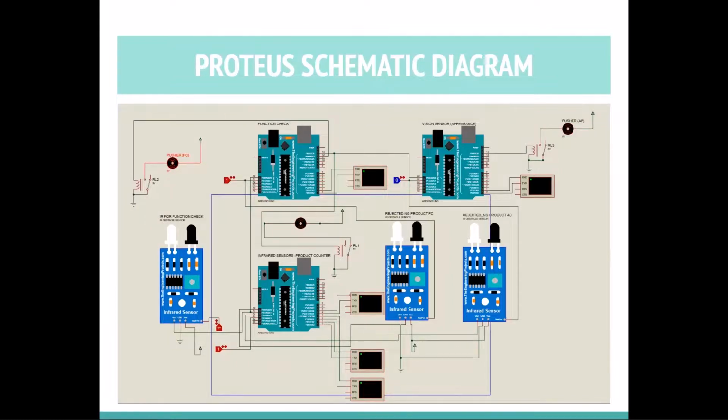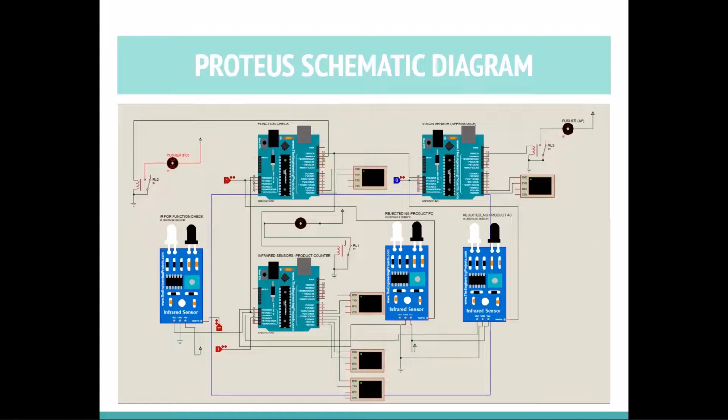Here we can notice that there are three different Arduino boards. The first Arduino board is for function check. The second one is for the vision sensor, and the last one is for the product counter. As we can see here also, the function check Arduino board is connected to the motor. So it means that the function check Arduino board controls the motor.